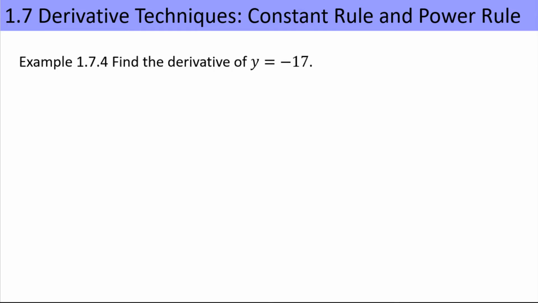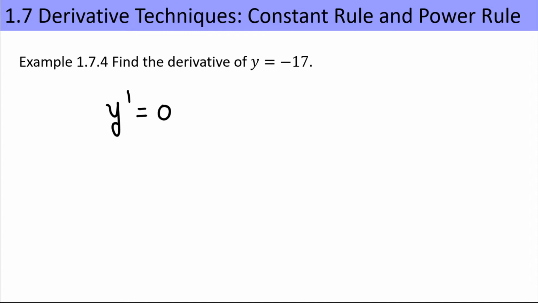Example 1.7.4, find the derivative of y equals negative 17. Y equals negative 17 is constant, and so according to the derivative of a constant rule, the derivative we write as y prime is equal to 0.